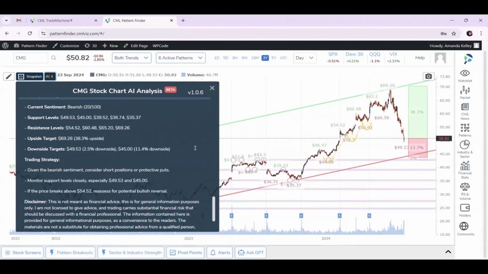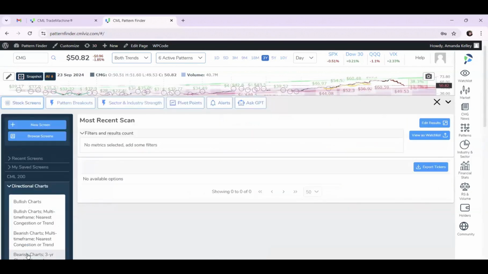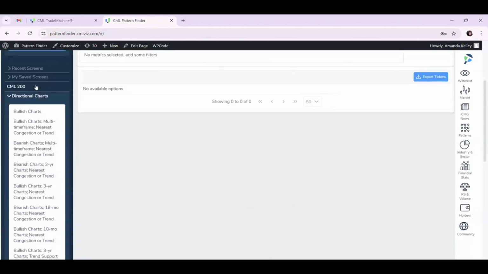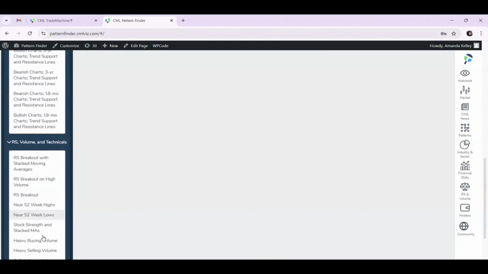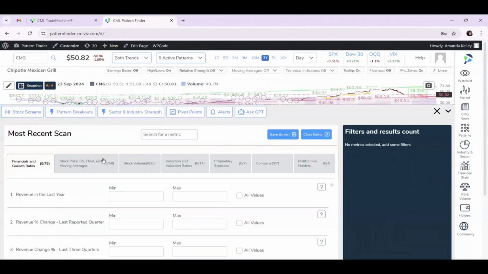So how to apply this in your TradeMachine options trades, there are a number of ways to do so, but the way that I like to use Pattern Finder in conjunction with TradeMachine is by taking advantage of the stock screens. So in this area, you can set up your best case scenario. What do you want a stock to have before you consider it for an options trade? And you can target whether you're bullish or bearish on the stock.